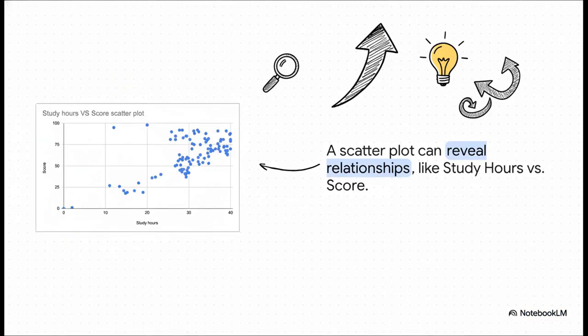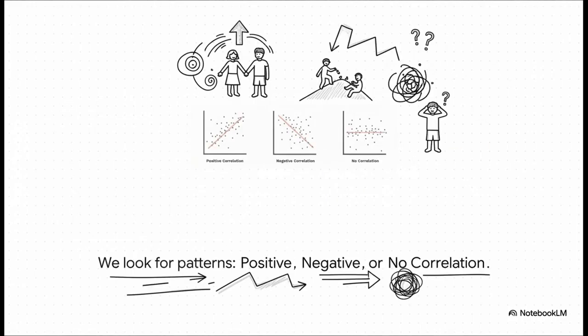A scatter plot, like this one, is perfect for that. It lets us see if there's some kind of pattern. Just looking at this, you can already start to get a feel for it, can't you? It kind of looks like the more you study, the higher your score gets. And these are the classic patterns we're always hunting for.